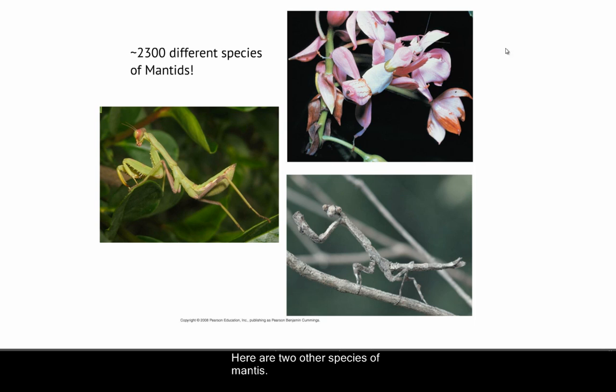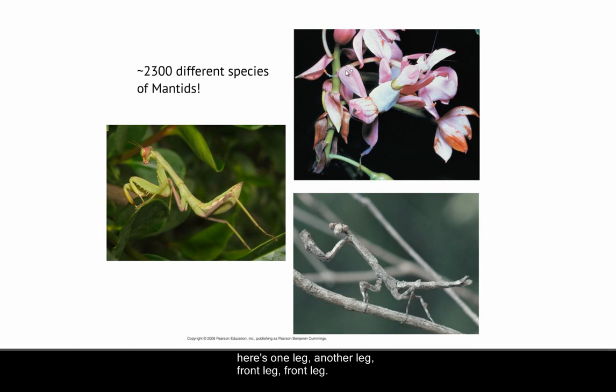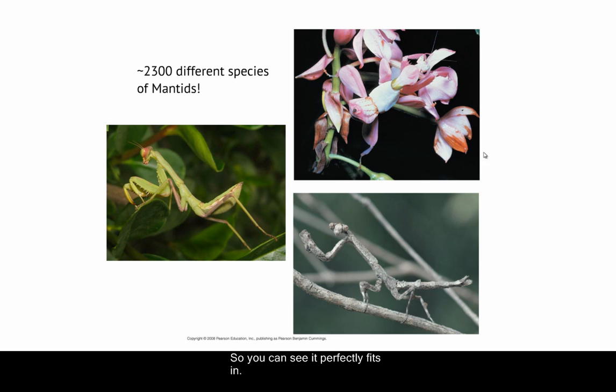Here this is a flower mantid, and here we have a stick mantid, same big eyes, front grabbing legs, thorax and abdomen. And notice, of course, they fit in perfectly in their environment. If they don't move, they're going to be very hard to see. This one I think is even more amazing. This is from Thailand, and this mantid, here are its eyes. This is the thorax. Here's the abdomen. Here's one leg, another leg, front leg, front leg. And so you can see it perfectly fits in.